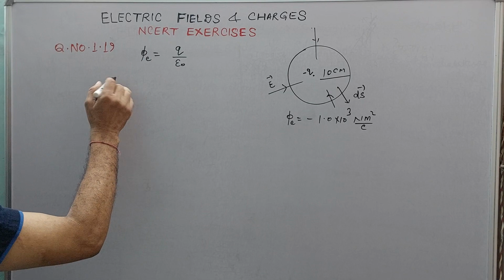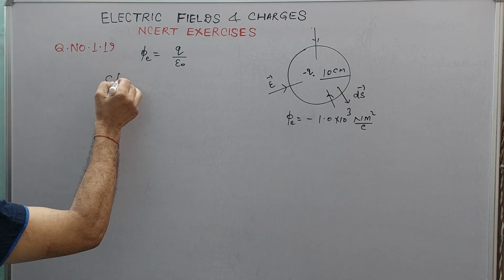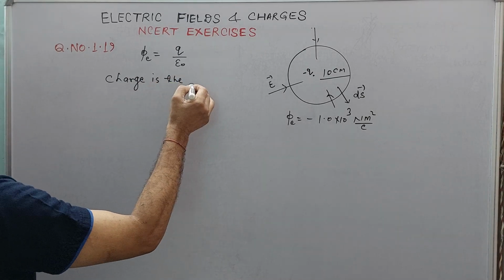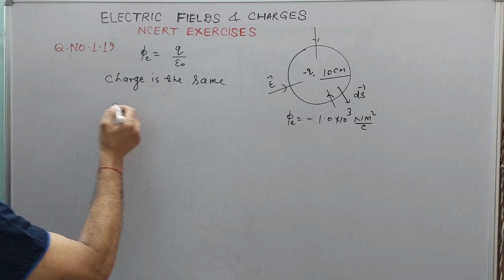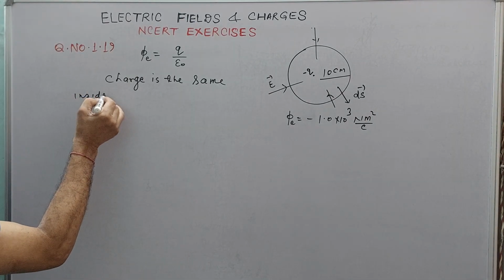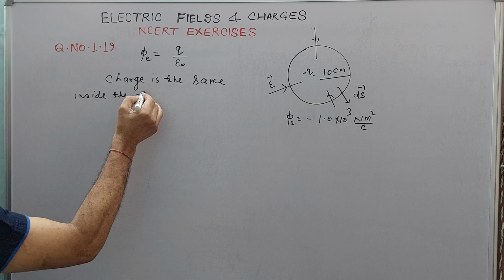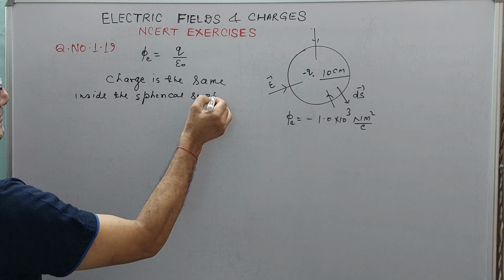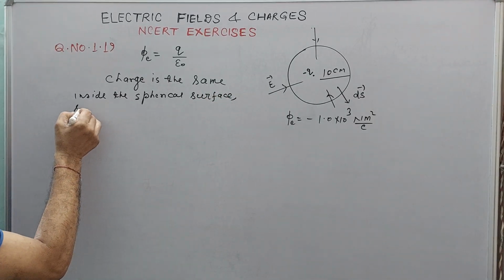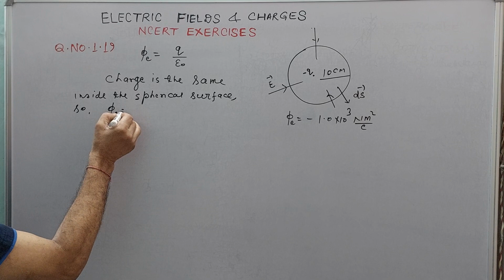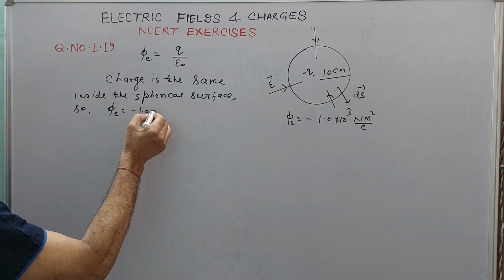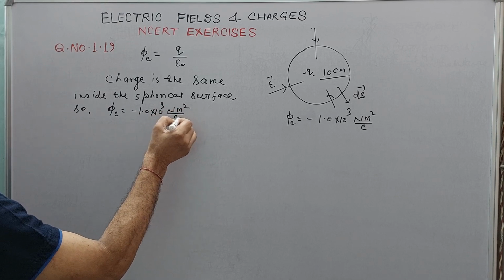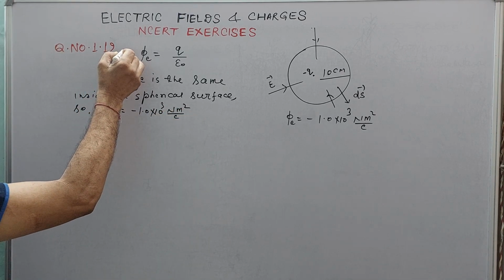So here in this case the charge is the same inside of the spherical surface. So the electric flux will be the same, minus 1.0 into 10 raised to the power 3 Newton meter square divided by C. So this is the A part of our question.